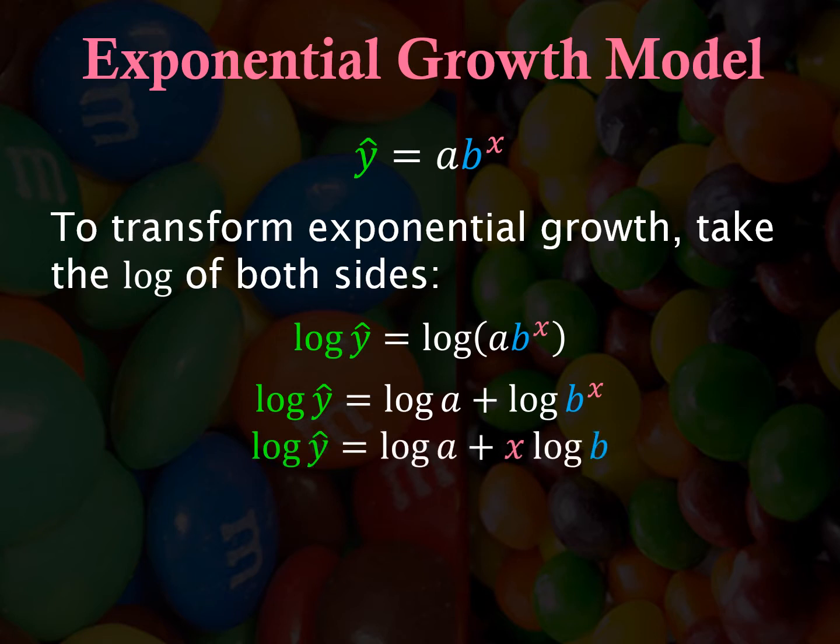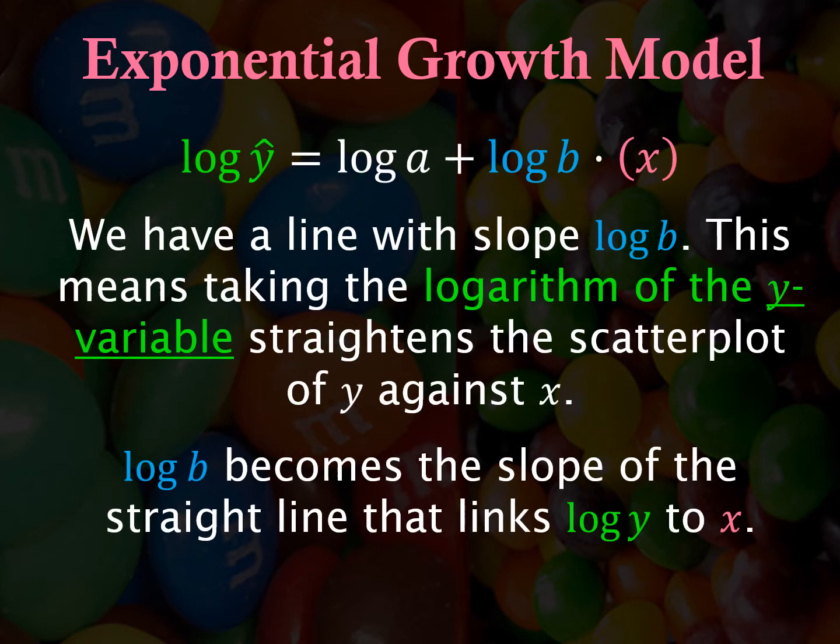So now let's use the other rule for logarithms. For the second term on the right, log b to the x power, we can move the exponent to the front. So log of y hat equals log a plus x log b. Now if you look at this equation, log y hat equals log a plus log b times x, we have a line with the slope log b. If you were to take the log of y, you'll notice there's a linear relationship where the slope is log b.